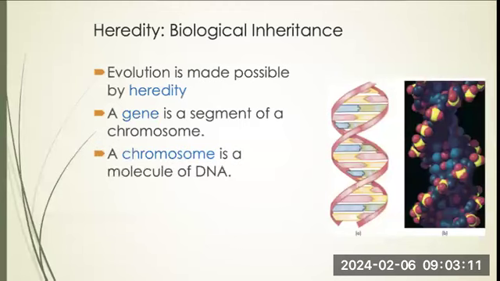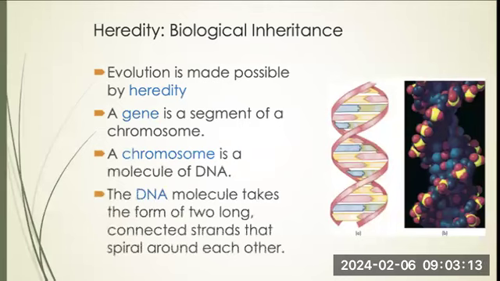A chromosome is a molecule of DNA, and the DNA molecule, that's the double helix that you see there, takes the form of two connected strands that spiral around each other. And those little colored components are what we're looking at in terms of the chromosomes and the proteins that build humans. You don't need to know the exact composition of our genetic DNA. It's obviously 20,500 genes. You don't need to know that, but you should know the difference between a gene, a chromosome, and DNA. So a gene is part of a chromosome. A chromosome is a molecule of DNA.